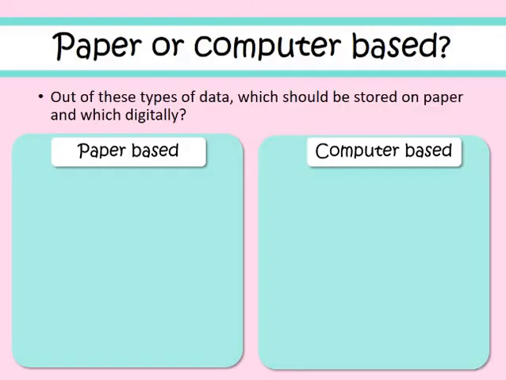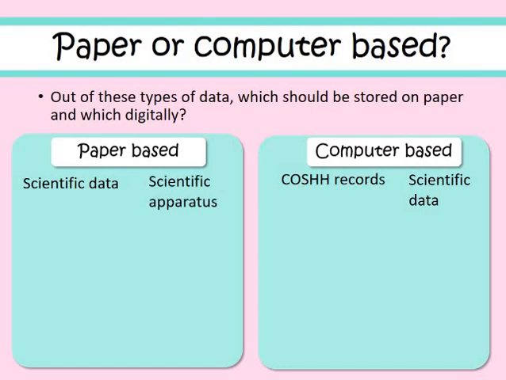And so the next part is to look at, out of all of these types of data, which ones should be stored on paper and which ones are better stored digitally. Okay, so cost records tend to be computer-based. Scientific data currently is still very much paper-based, unless someone transfers that onto a computer. Okay, so originally when you find out your experiment results, people tend to write it down first.